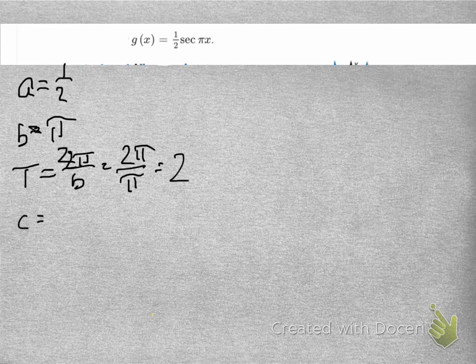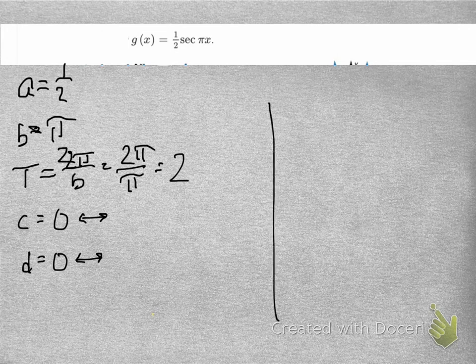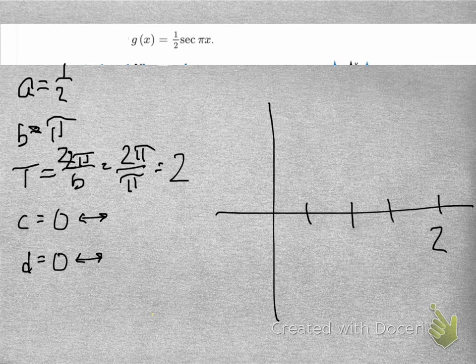What is my c value? 0, so there's no left or right shift. D value, it's 0, there's no vertical shift, not on this one. Okay, so I draw my axes. I have a period of 2, so I'm going to go out to 2. There's not a shift left or right, so I can stick right here. I'm going to go in half and half again to get those interval lengths so I can get those key points. I know that I'm going to be going up 1/2, that's a 0.5 there, you guys, and down to -0.5.